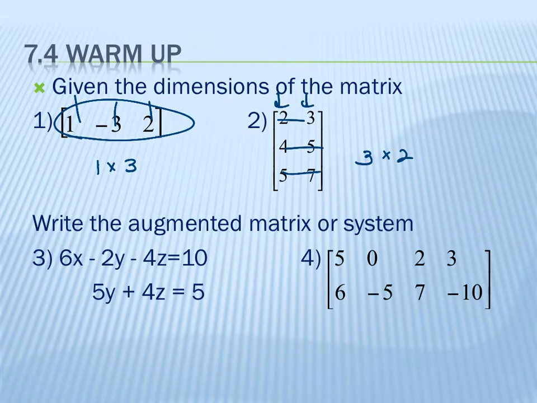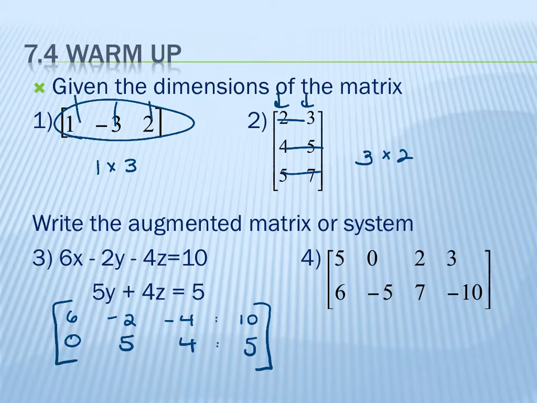Number 3 and 4 are taking the system, put it into matrix form, or matrix into system. So the first one is in the equation format. I'm going to put it into matrix by just writing the coefficients. This would be a 0 because there's no x, 5, 4, and 5. And that's what your augmented matrix would look like.